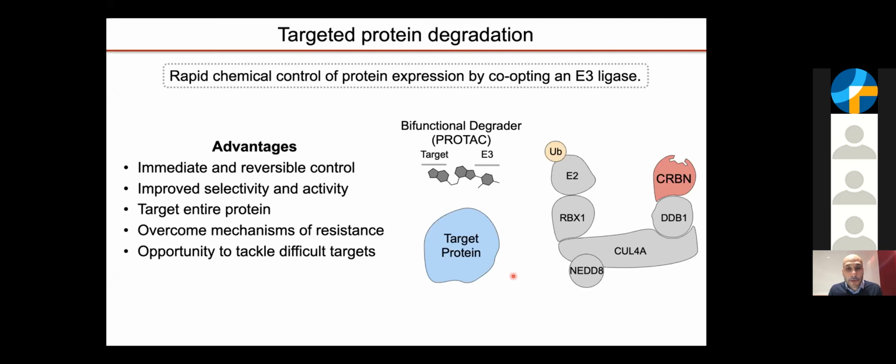And so in our case, what we're quite interested in here are the bifunctional degraders, or the PROTAC molecules. And we've been, of course, quite captivated and really excited about the potential of targeted protein degradation to have rapid chemical control over protein levels through co-opting different E3 ubiquitin ligases. And I think we're quite excited about these approaches because they give you both immediate and also, as I'll show, reversible control over protein levels, and they enable you to target the entire protein.